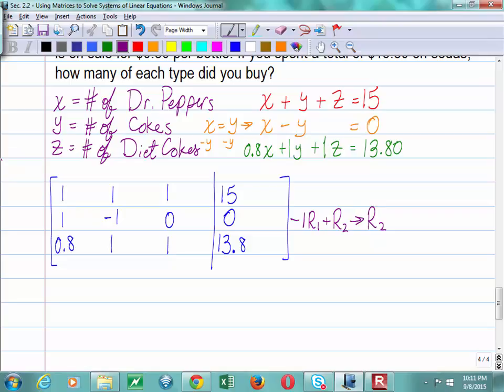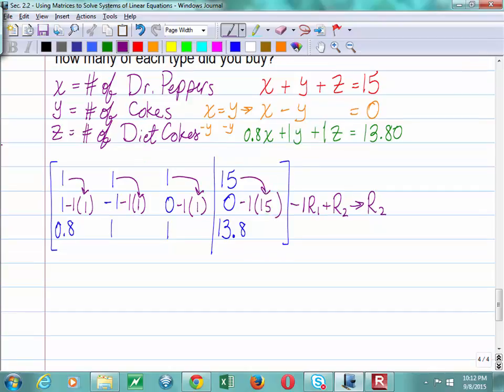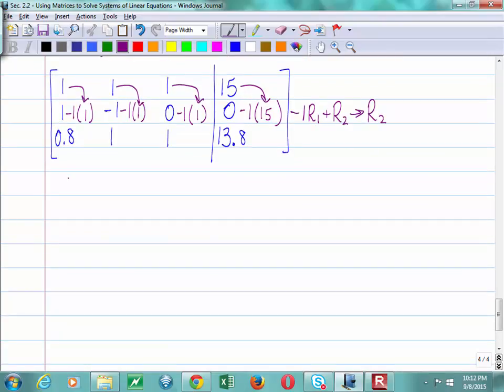So I'm changing row 2, so this is going to be minus 1 times 1, minus 1 times 1, minus 1 times 1, and minus 1 times 15. Okay. So now my second row is 0, negative 2, negative 1, and negative 15.